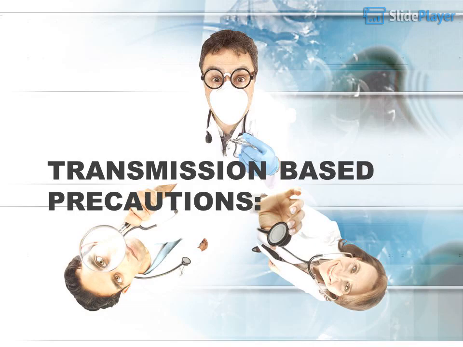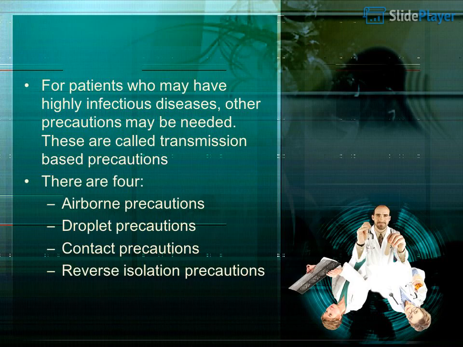Transmission-based precautions. For patients who may have highly infectious diseases, other precautions may be needed. These are called transmission-based precautions. There are 4: airborne precautions, droplet precautions, contact precautions, reverse isolation precautions.